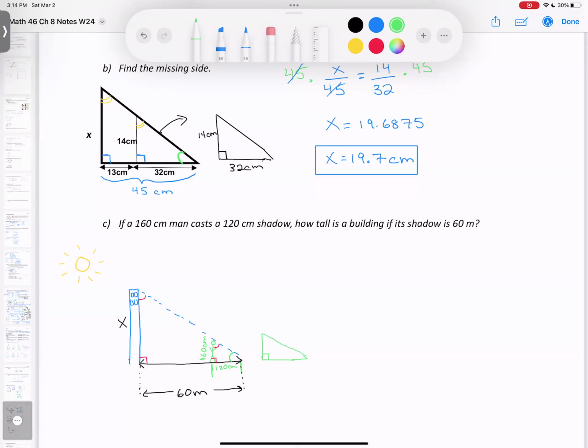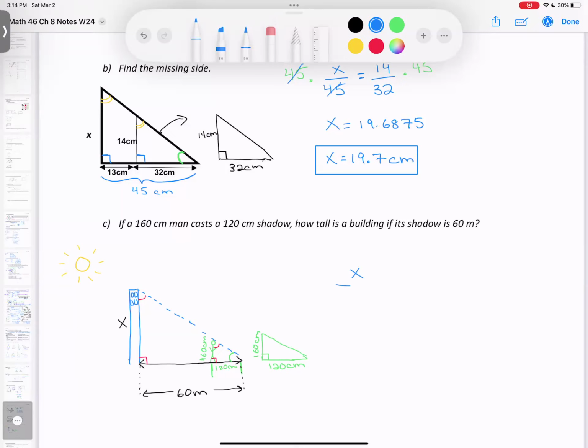So we have 160 centimeters and 120 centimeters. If I set this up, we know those are similar triangles, so side length X of the city building over 60. The units are a little bit strange, but for simplicity, you don't actually have to convert the units here, because we can do meters over meters equals centimeters over centimeters. But let's go ahead and do it, might make things a little easier to think about.